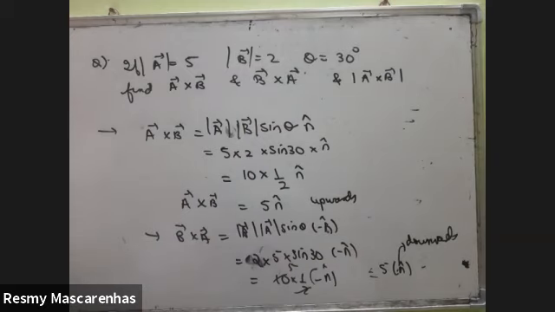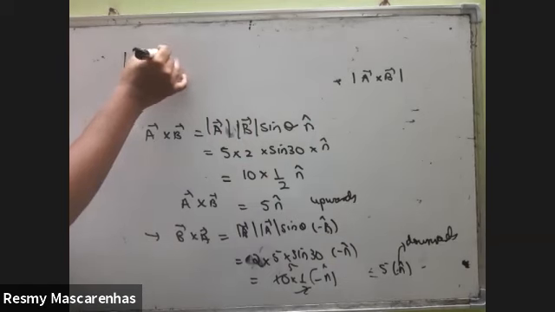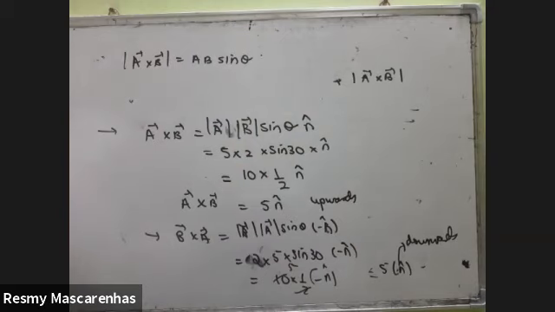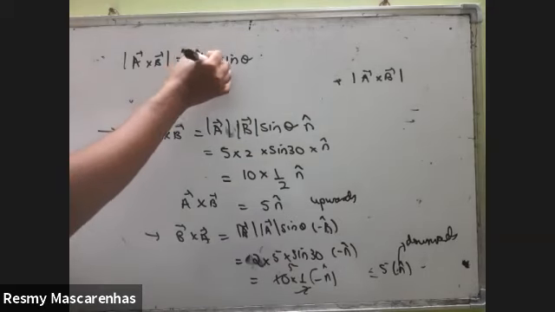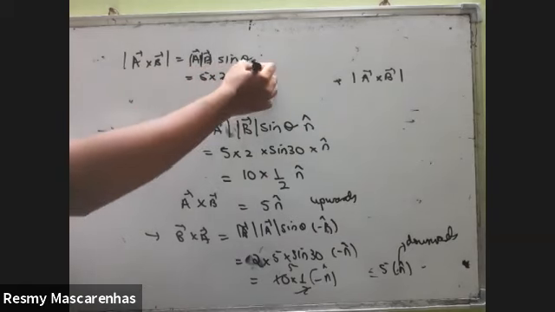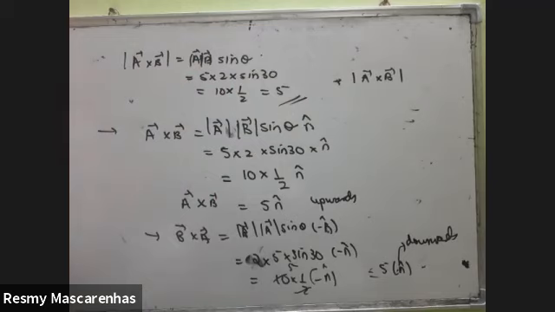And now last one, magnitude. Suppose it is asked, then you have to just use this formula. This will be 5. That will be 10. That will be 5. Magnitude will always be a pure number. There will be no vector involved. If you put magnitude, then the vector sign will go.